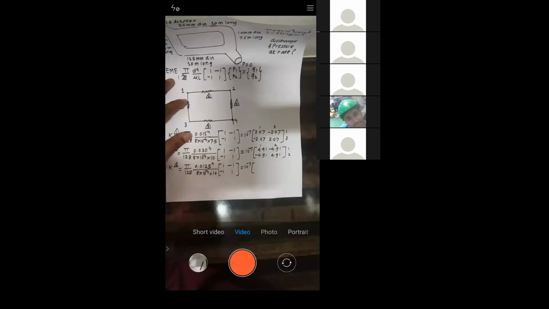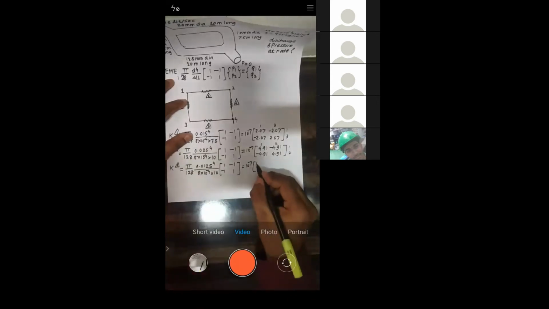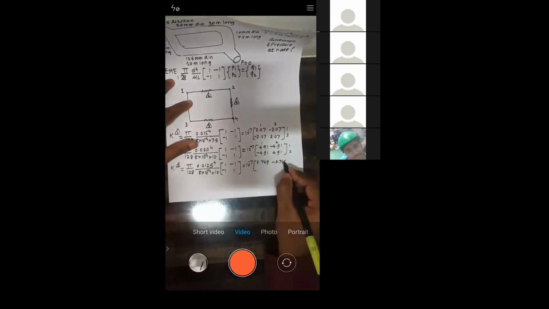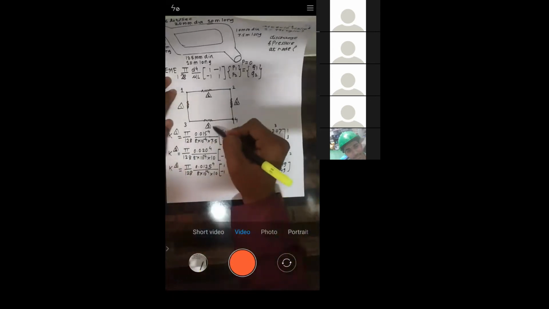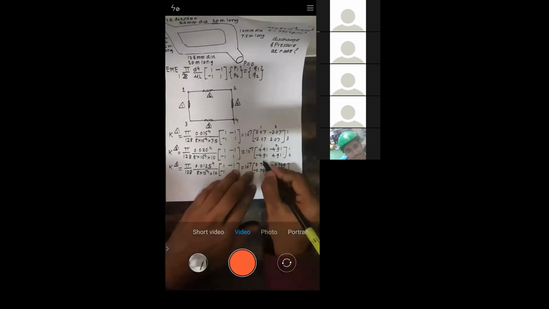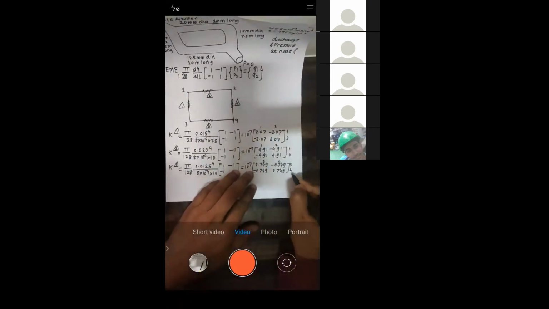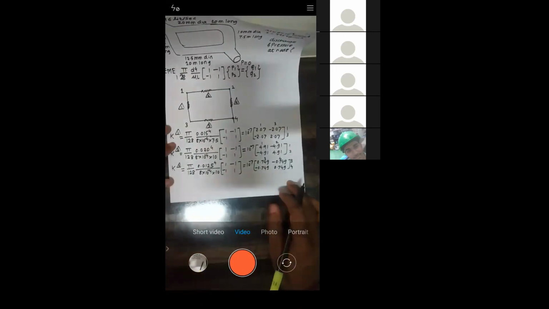7.49, sir. 7.49 into 10 raised to minus 8. So it is 0.749, right? Yes, sir. 0.749, minus 0.749, minus 0.749 and 0.749. It's okay. Now see, element number 3, it is between 3 4, right? So this is between 3 4 and 3 4. Clear?